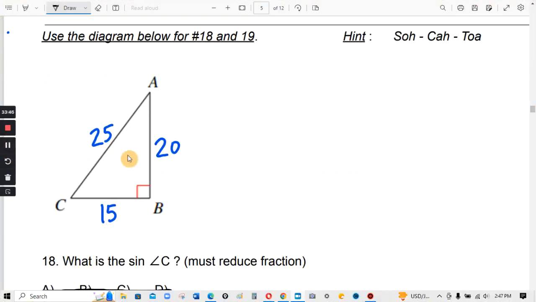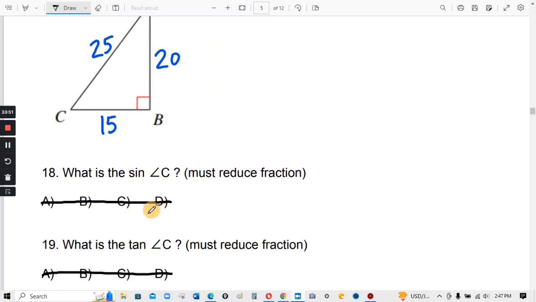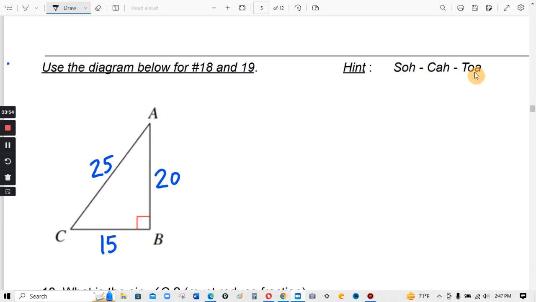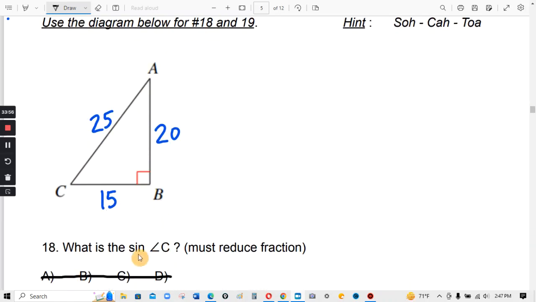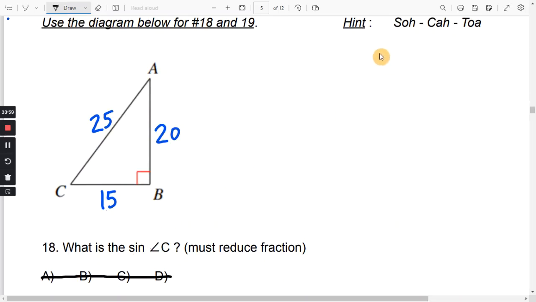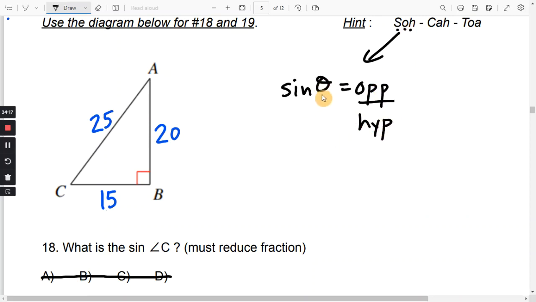All right, 18 and 19, we're using this here. And we want to know the sine of angle C and the tangent of angle C. You want to use SOHCAHTOA. All right, so for the sine, SOHCAHTOA, sine is opposite over hypotenuse. So the sine of an angle is going to be opposite over hypotenuse. That's what the O and the H stands for. This is just a Greek letter theta. You can call it X if you want. It doesn't matter. But anyhow, sine of C.